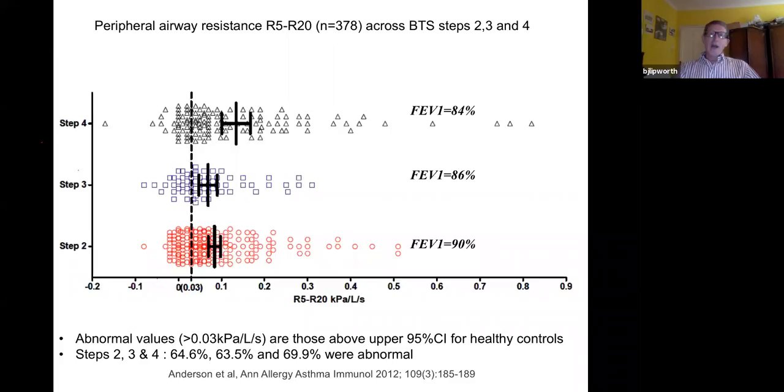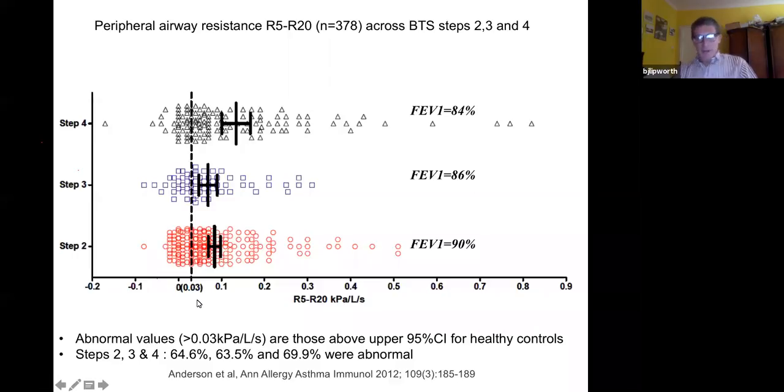Now let's look at a larger cohort because that was fairly small numbers. So now we've got nearly 400 patients here across British Thoracic Society steps 2, 3, and 4, which are much the same as the GINA steps, to be honest. So here we have each of the individual measured values at steps 2, 3, and 4. Here you have the means and confidence intervals within each of those treatment steps. And this interrupted line here is at 0.03 kilopascal per litre per second.